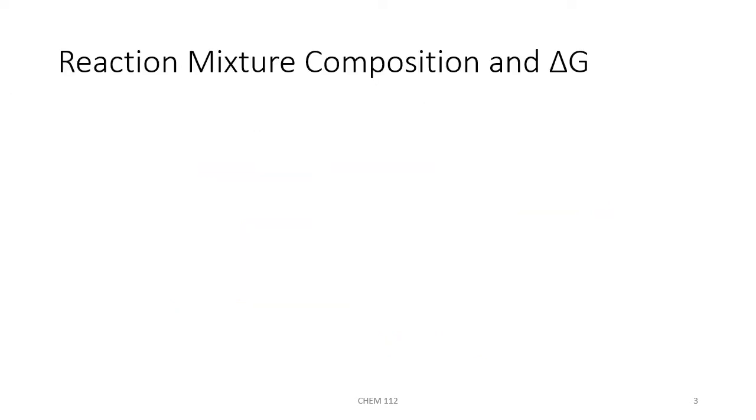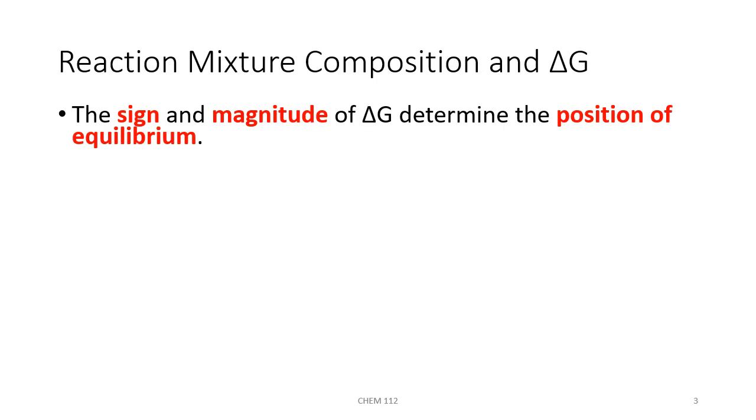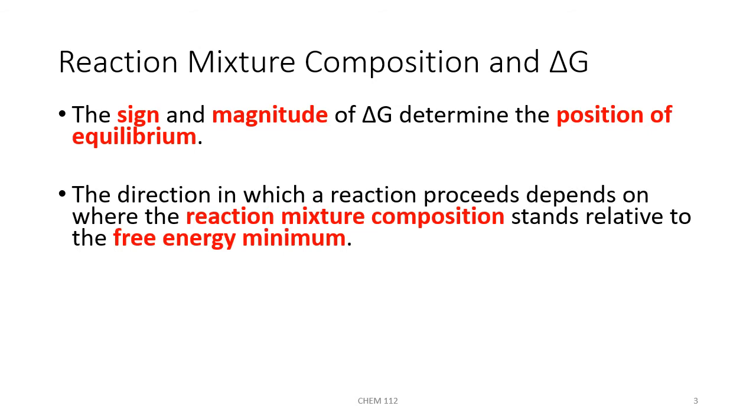The reaction mixture will determine which way it proceeds to attain equilibrium, as well as delta G. When we looked at our free energy diagrams, the reaction always proceeded in the direction minimizing the free energy, or heading towards equilibrium. The sign and the magnitude of Gibbs free energy determined the position of equilibrium, whether it was reactant favored or product favored. The direction a reaction proceeded depended upon where the reaction mixture composition stood relative to the free energy minimum, so it always headed towards that equilibrium composition where delta G was equal to 0.